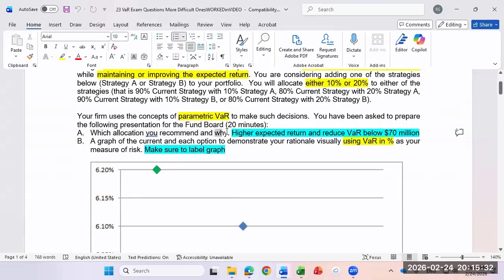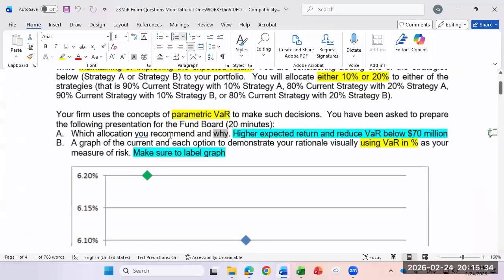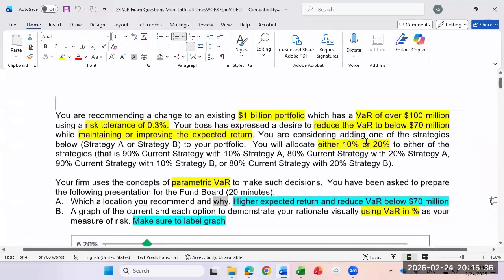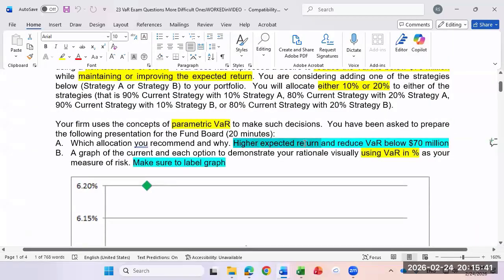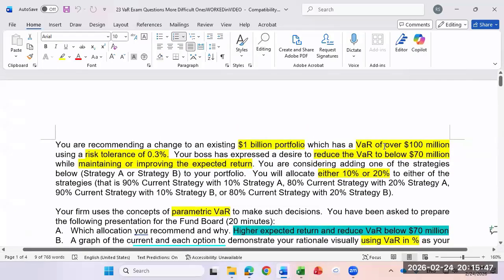And don't forget, and why? I would recommend 20% in B. Why? It has a higher expected return, and I get my VAR below 70 million. How do you answer the why? You answer the why by going back and seeing what your boss said that they wanted.